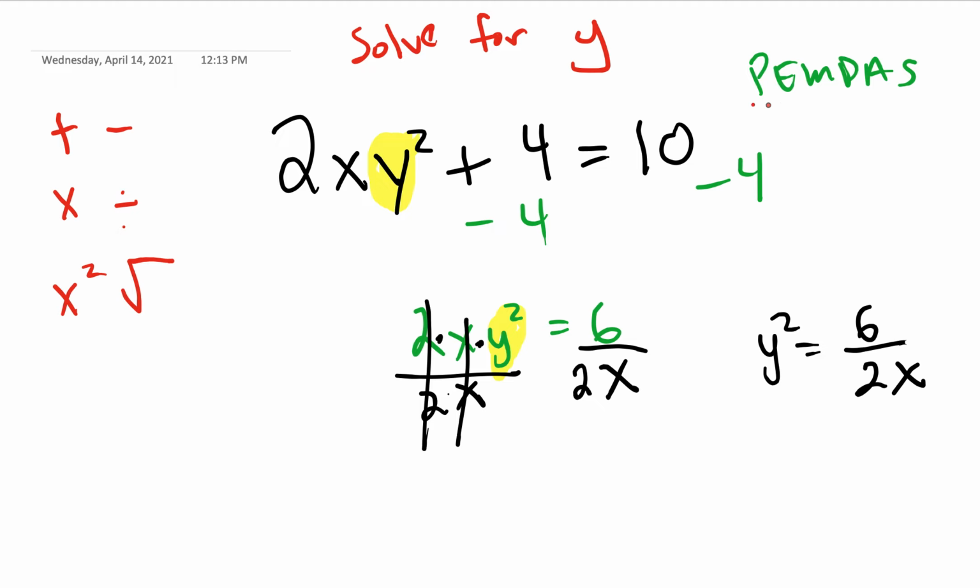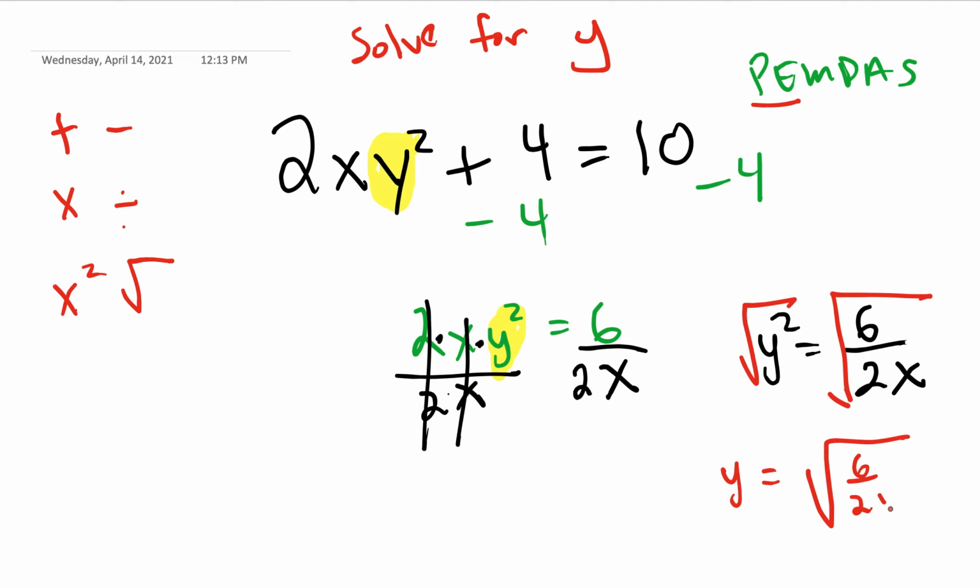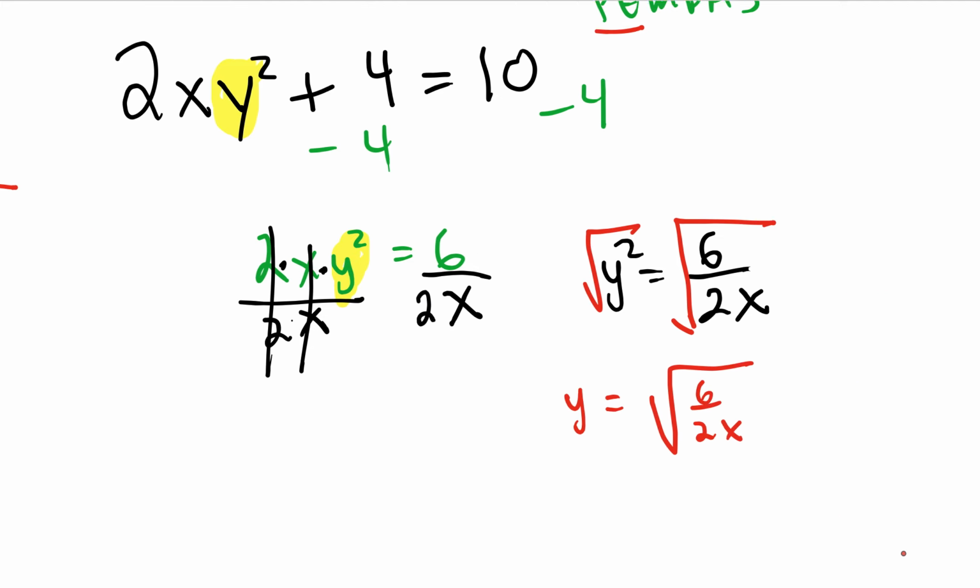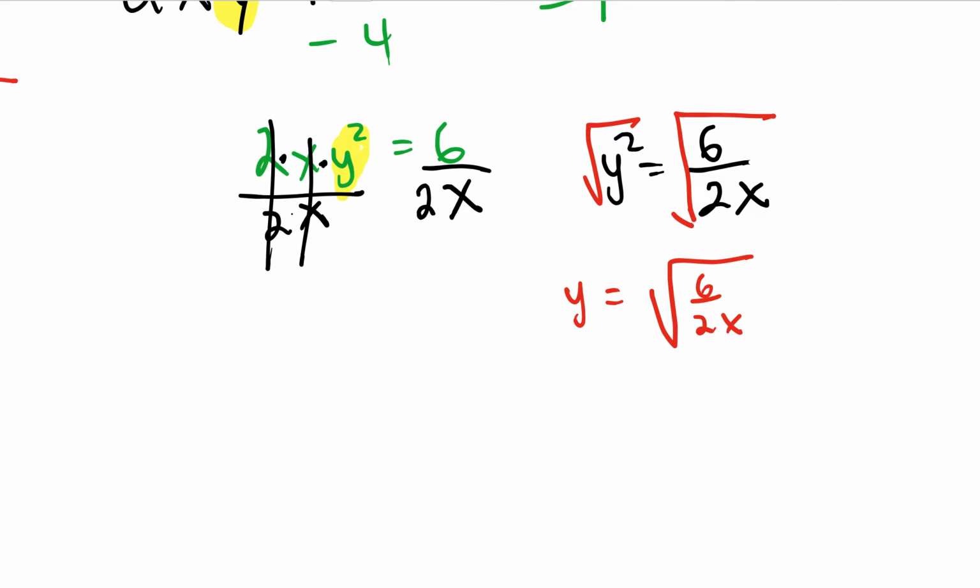Now we have an exponent. So the opposite of squared would be to square root it, but we would square root everything. So you would get the square root of 6 over 2x. Now if you really are familiar, you would remember that we're not allowed to have square roots on the bottom of a fraction. We call that rationalizing the denominator, but let me separate them so you can see.